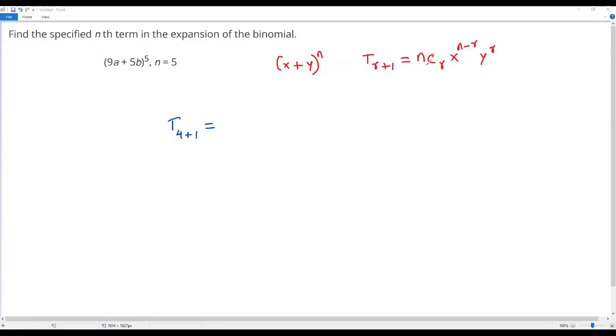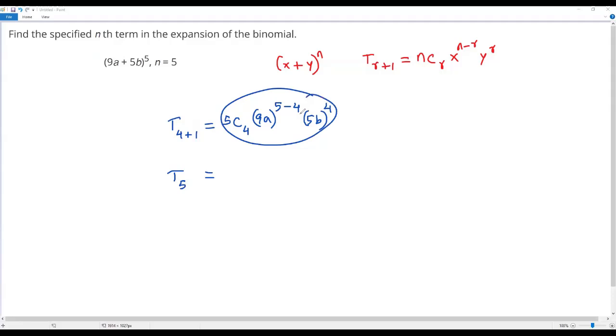Now on the right side, what value should we plug in for n? Because n is the exponent of the given binomial, and in our binomial the exponent is 5, we write 5C, and for r we got 4, so 5C4. Now we take x. At the place of x we have 9a, so 9a has to be raised to the power of n - r. For n we have 5, for r we have 4. Now we take y. At the place of y we have 5b, so 5b has to be raised to the power of r. Instead of r we have 4, so it has to be taken. Now t(4+1) is t5, that is, we got the fifth term on the left side.